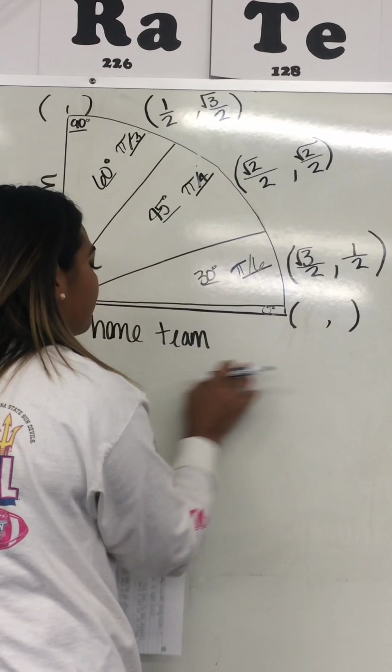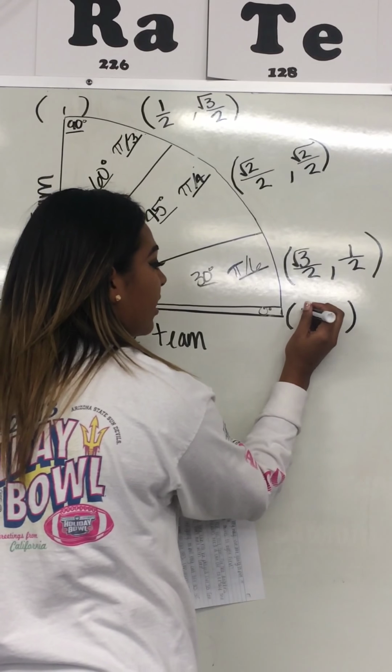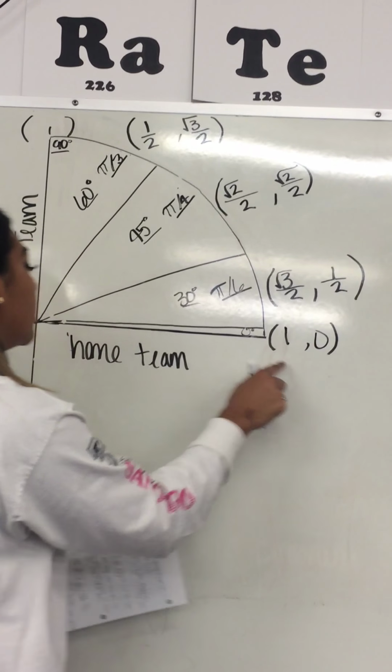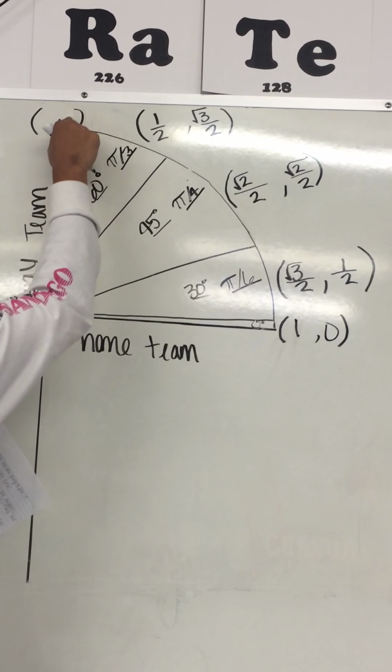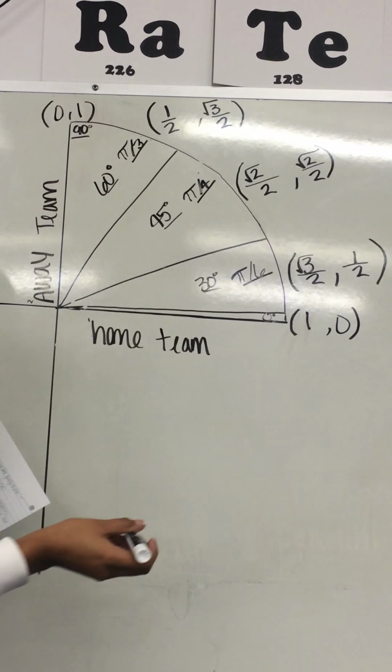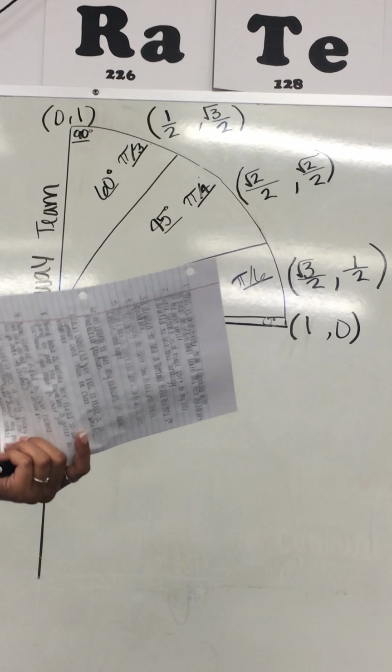This is my first team, which is my home team, so I'm going to think about it as the one being here for my first team. Nobody will be on this side other than me. The away team is going to be second team, so I'm going to remember it 0, 1. That's how you memorize your unit circle.